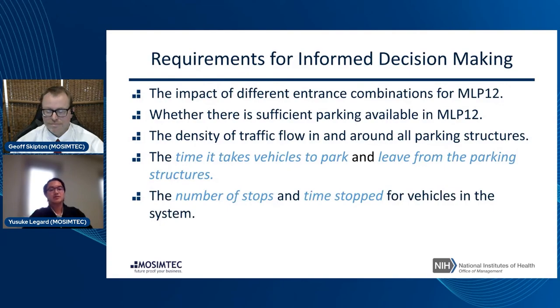So the main requirements from NIH for this project were to understand the impact of different entrance combinations for MLP 12. This primarily focused on the traffic flow patterns, both within the structure and on the surrounding roads. Some of the key metrics for this were the length of time for a vehicle to park after entering the system and to leave the system after parking. Other metrics include the number of stops and total time stopped for each vehicle in the system. This excludes, of course, the actual parking phase that the vehicle goes through. And they also wish to understand whether the increase in parking spaces in MLP 12 was sufficient.